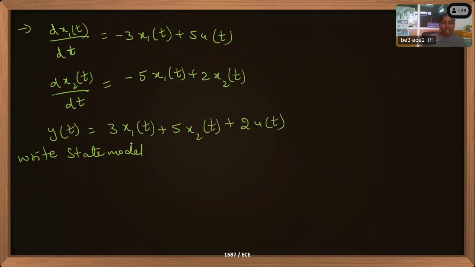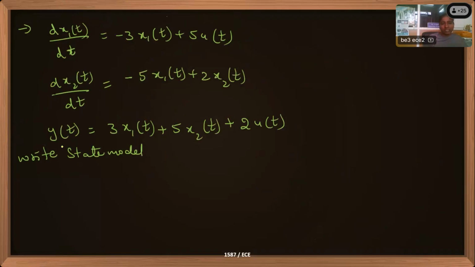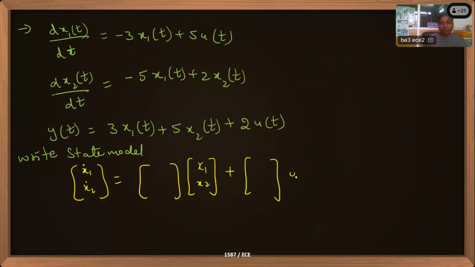What will you do? Write state model means you have to write the matrix form. How to write the matrix form? So x1 dot, x2 dot equal to, see the first equation. Here we will have x1, x2, and a 2 by 2 matrix should come, plus a 2 by 1 matrix, and u of t should come. So here minus 3, x2 is not present, 5 is there for u of t in the first equation. Second equation, x1 coefficient is minus 5, x2 coefficient 2, u is not there. This is the state equation, completed.